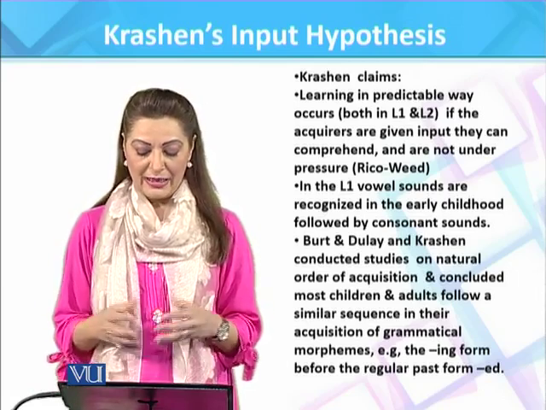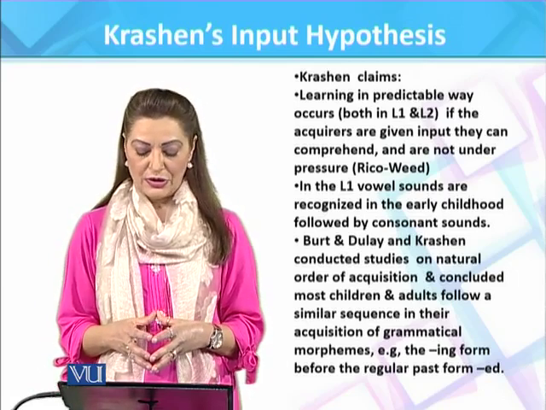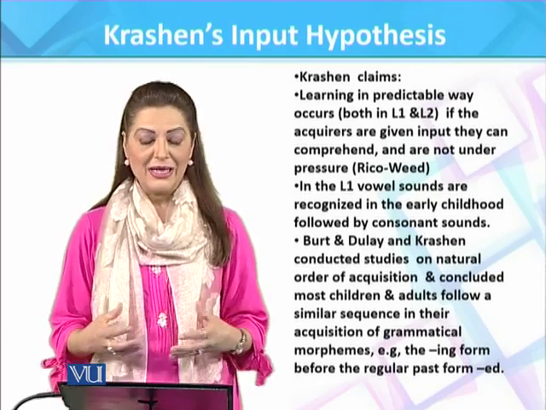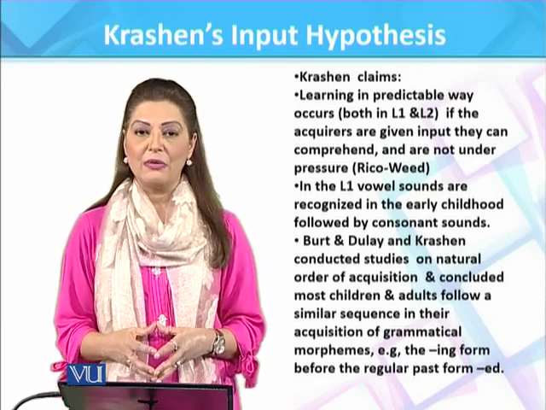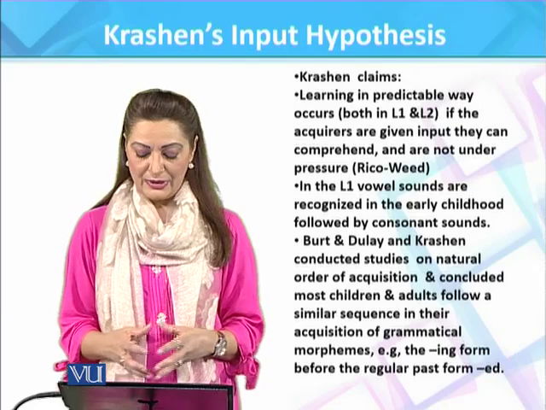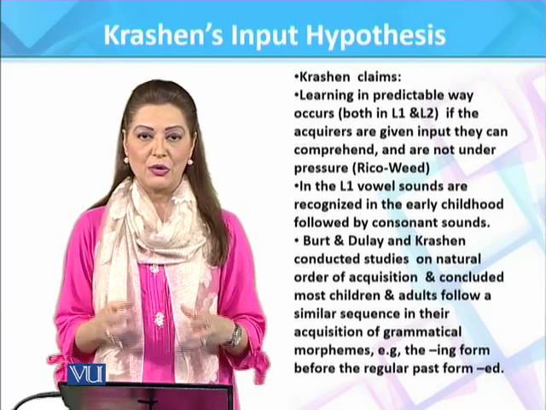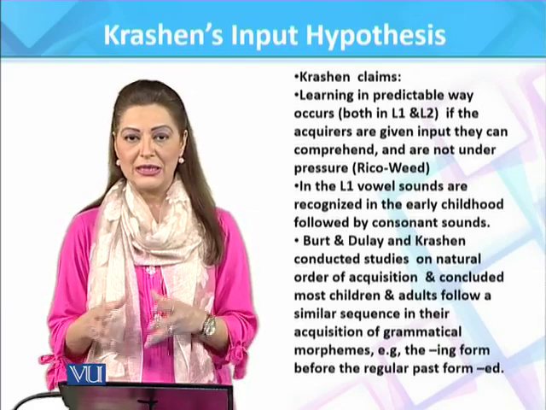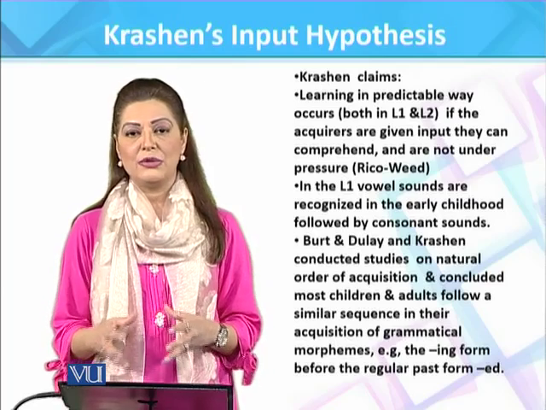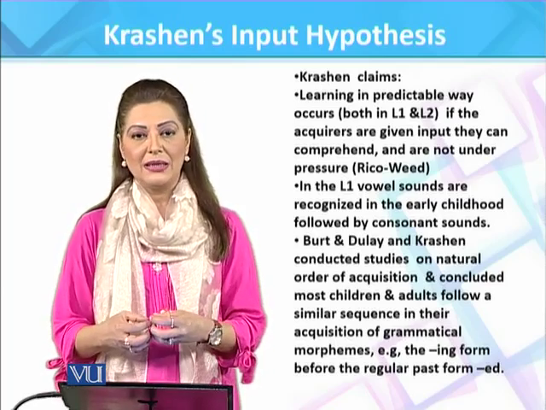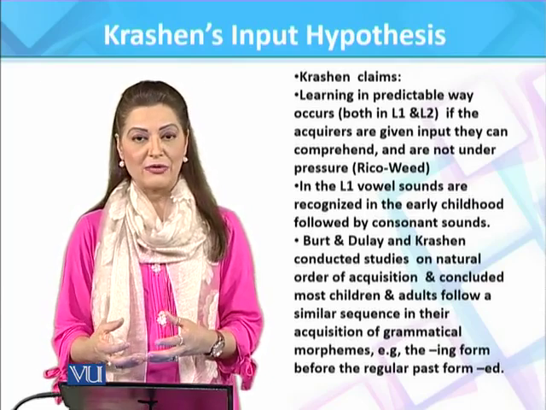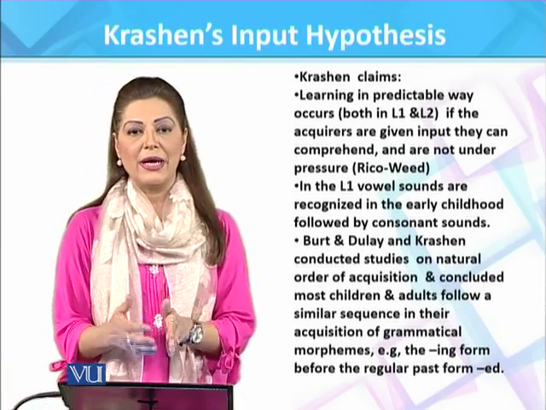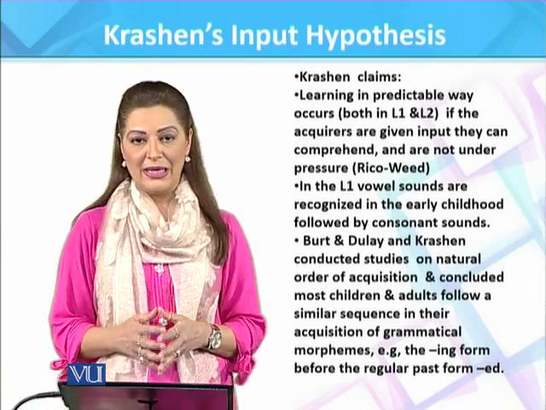Burt and Dulay and Krashen conducted studies on natural order of acquisition and concluded that most children and adults follow a similar sequence in the acquisition of grammatical morphemes. For example, the ing form is acquired before the past form ed. So they conducted the study and concluded that adults follow the same acquisition order in terms of grammatical morphemes. The ing form is acquired before the ed form.